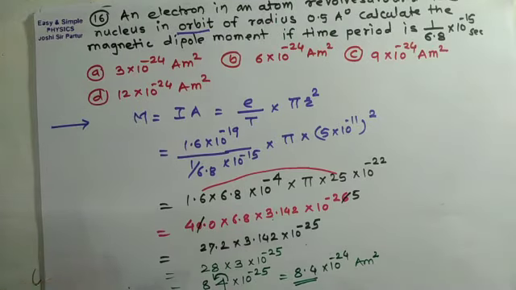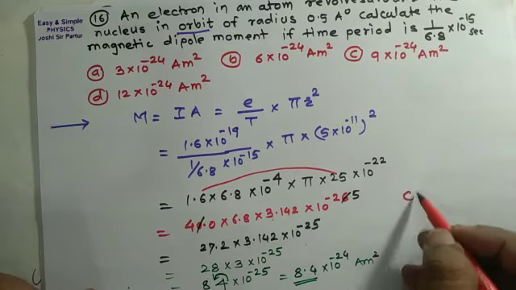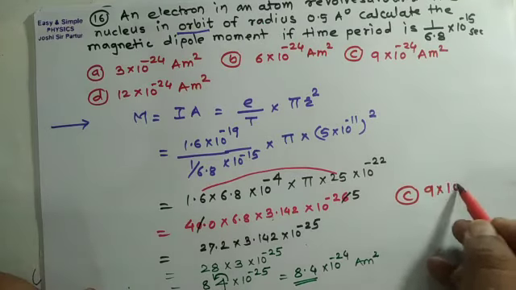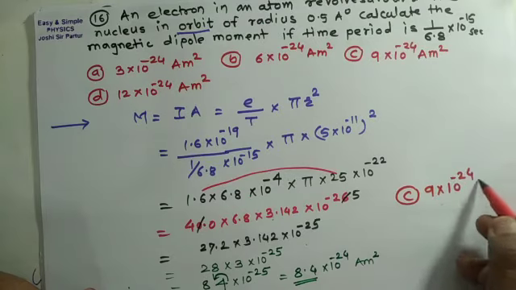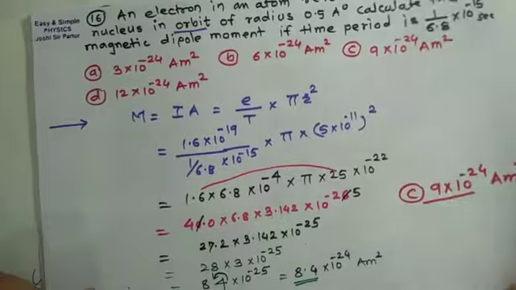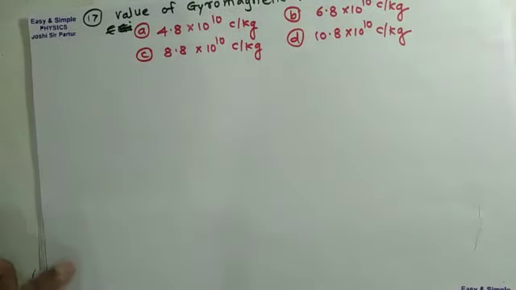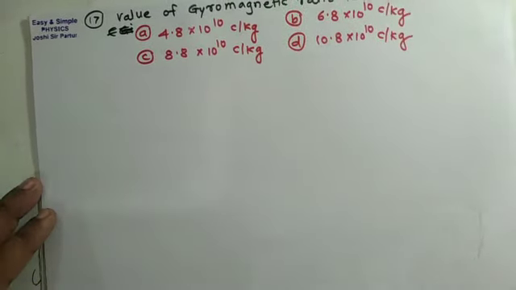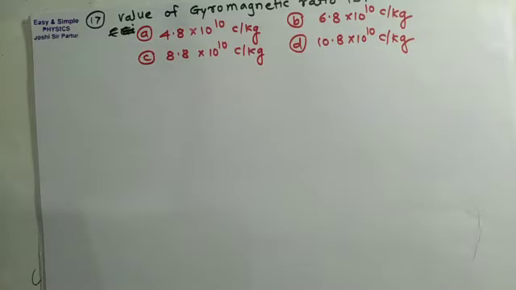But here 9 is given, so the answer is option C, 9 × 10^-24 ampere meter square. Again, if we can solve the example, find the gyromagnetic ratio.